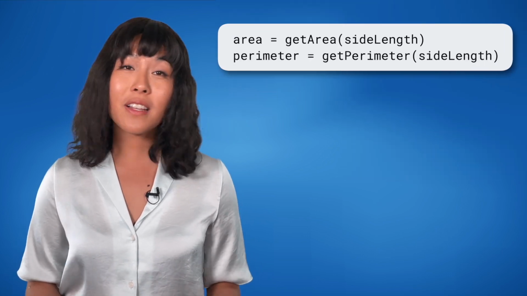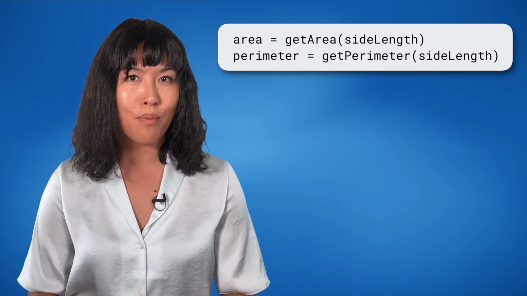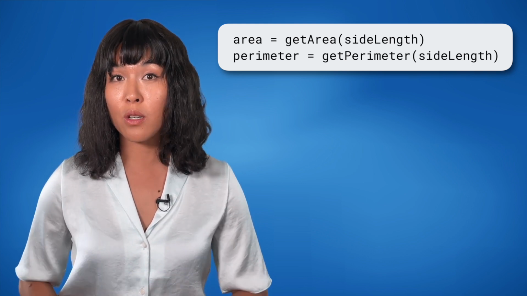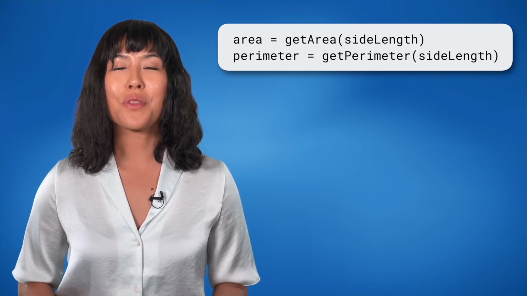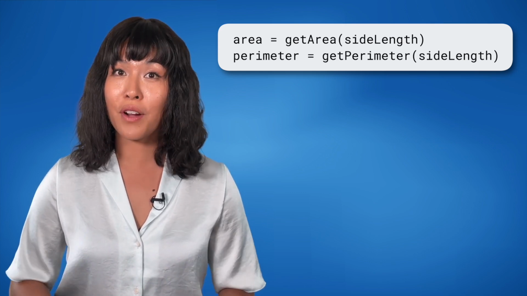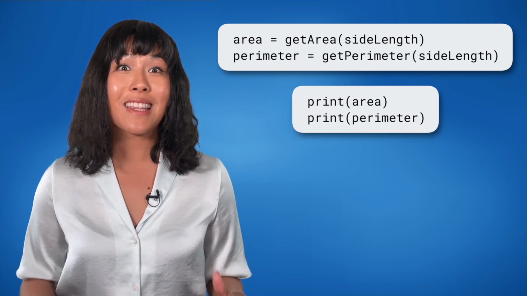Your code should look like this. We call the getArea function with side length as the parameter and store the return value in a variable named area. Then we do the same thing with our perimeter function. Now we can print out the area and perimeter like this.